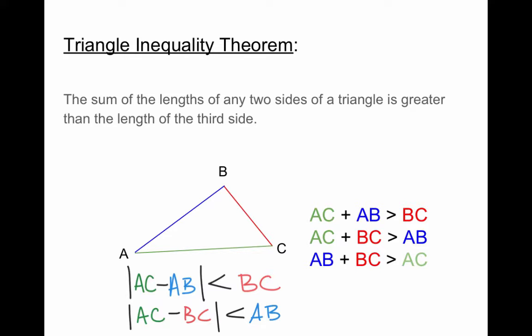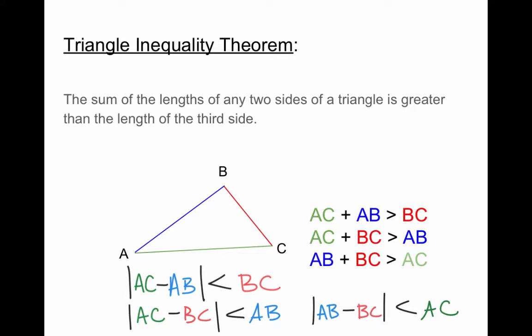And then there's one more inequality. Can you figure out what combination of sides has to go in that inequality? We've done AC minus AB. We've done AC with BC. What haven't we done yet? Well, we haven't done AB minus BC. And that difference must be smaller than AC.